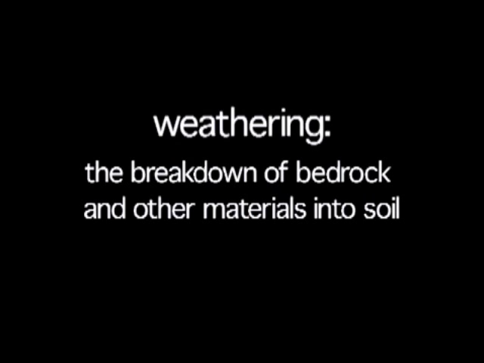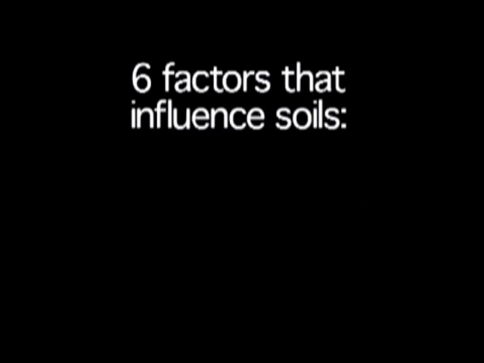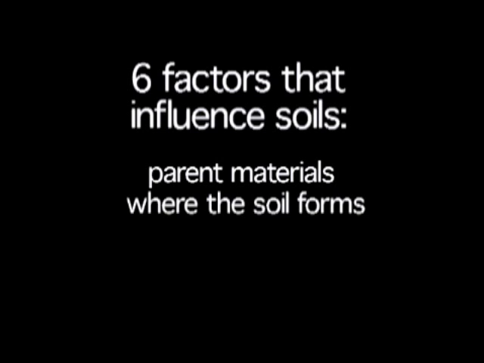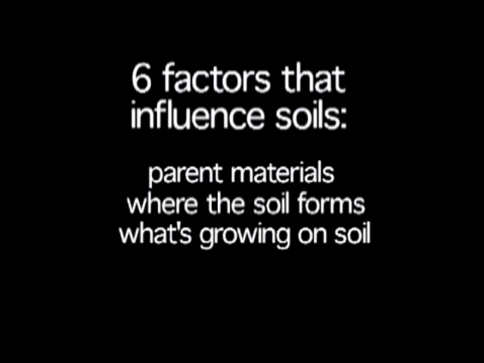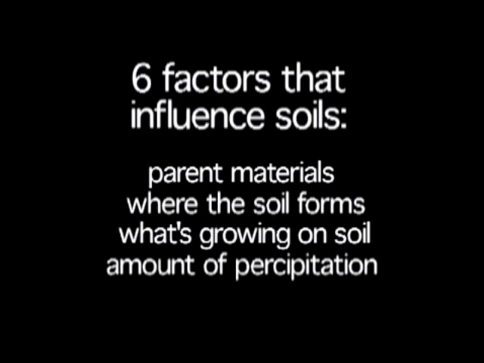Now, soils, again, form essentially in place, and there are 6 things that contribute to the forming of soils. The parent material, what kind of stuff was underneath where the soil is forming, whether it's on a hillside or in a valley. Also, what kind of organic matter is growing on the soil. Is it trees, is it grasses? Again, how much precipitation there is. Is it really wet, is it really dry? You obviously will form soils more quickly in a very wet climate versus a dry climate.